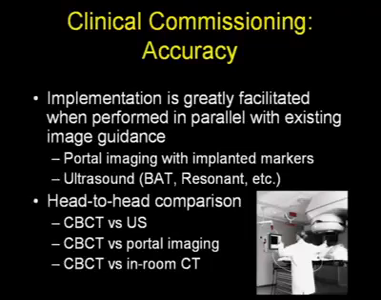So there are papers out there that compare, for instance, cone beam CT versus ultrasound, cone beam versus portal imaging, and cone beam versus in-room CT. So it's a matter for the user to define what is it that you have in the clinic currently and that you're comfortable with and that you have a good understanding of, and test the new technology against it. So this makes your life much more easy in terms of commissioning accuracy.